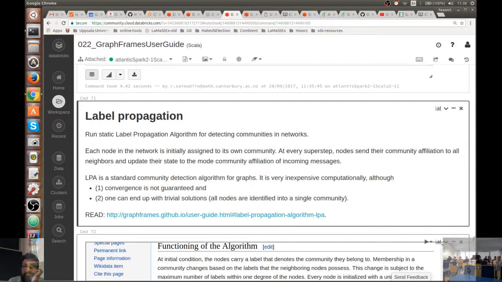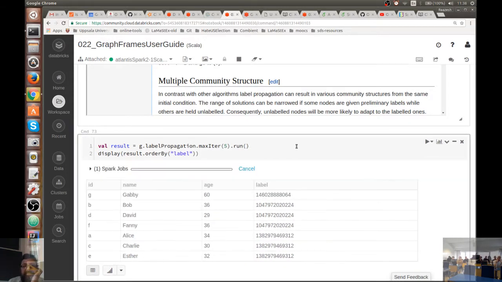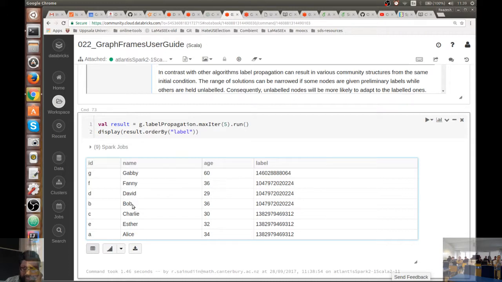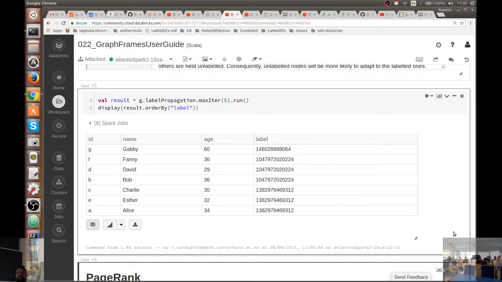Okay, that's all heuristic. So here is running the label propagation with maximum of 5 iterations, and now I have some kind of community ID label thrown on all these people. So let's look at it. So Fanny, David, Bob have the same ID, and Charlie, Esther, and Alice have the same ID, and Gabby is by herself. Gabby was a separate component, right? She was not even connected to anyone, right? Remember, she was one of the 2 connected components in one of the earlier things. That makes sense.